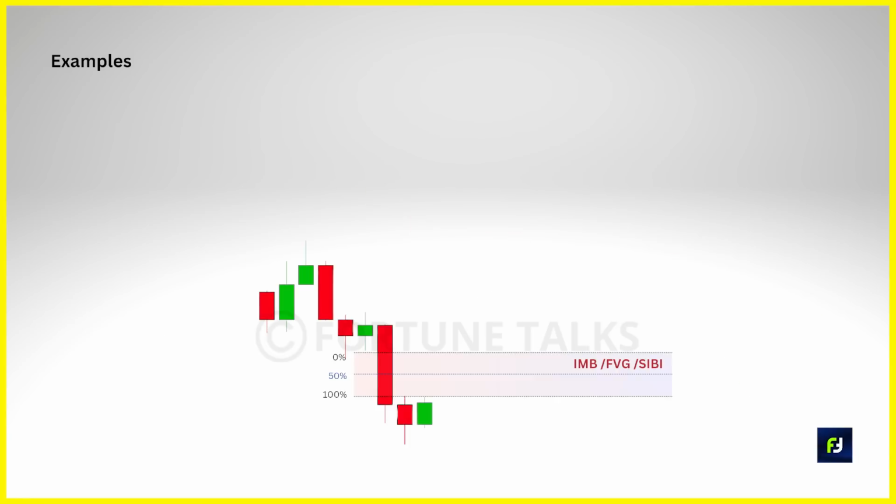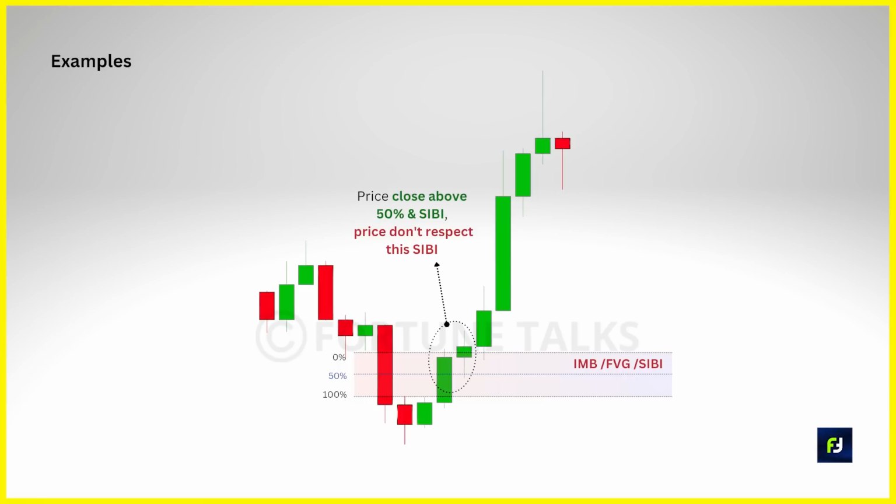Now let's take a look at another SIBI right here. Let's mark out the consequent encroachment. You can see that the price did not respect the SIBI at all and closed right through it. This is when we will invalidate a fair value gap because the price is not respecting it.